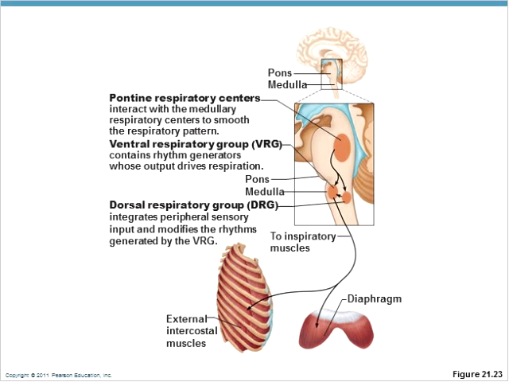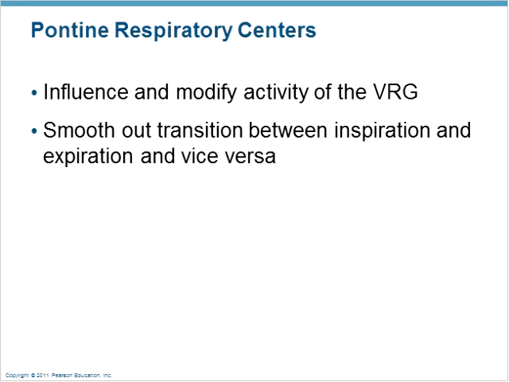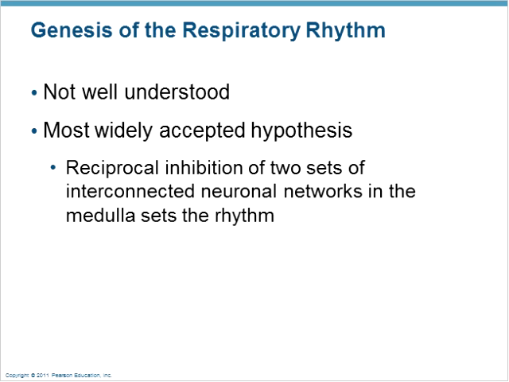We have the pontine respiratory centers. They interact with the medullary respiratory centers to smooth the respiratory pattern, giving us eupnea. The ventral respiratory group, VRG, contains the rhythm generators whose output drives respiration. So see the pons and the medulla. And the dorsal respiratory group integrates peripheral sensory input and modifies the rhythm generated by the VRG. Pontine respiratory centers influence and modify activity of the VRG, and they smooth out transition between inspiration and expiration, and vice versa. The genesis of the respiratory rhythm is not well understood.